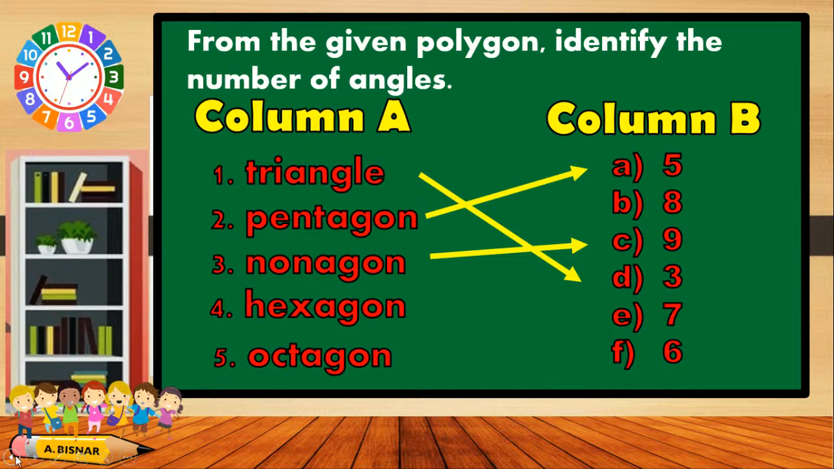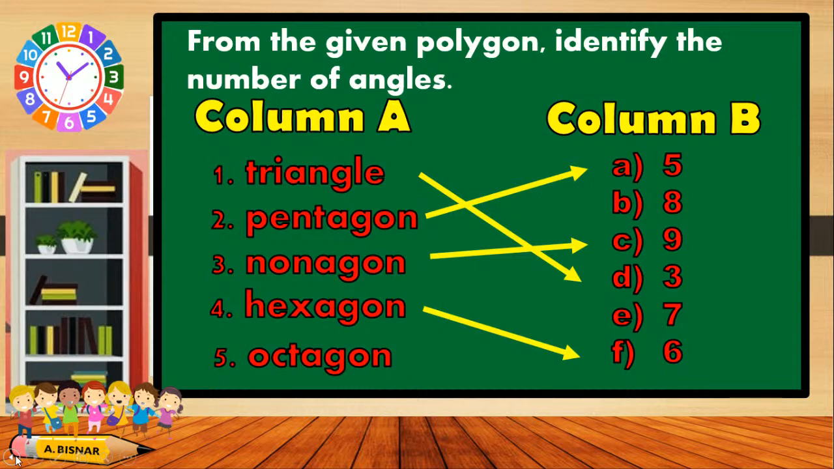Okay? Hexagon. So, dito nga madami nagkakamali. Hexagon has 6 sides. It has 6 sides. And therefore, it has 6 angles. And for the last one, octagon. It has how many sides and it has how many angles?